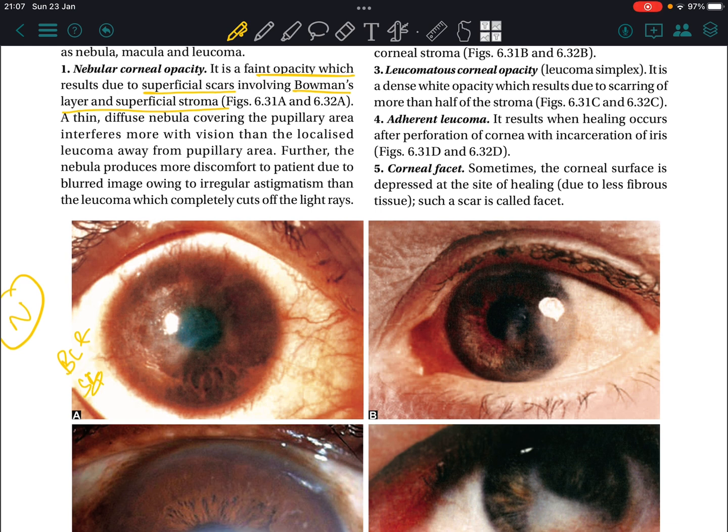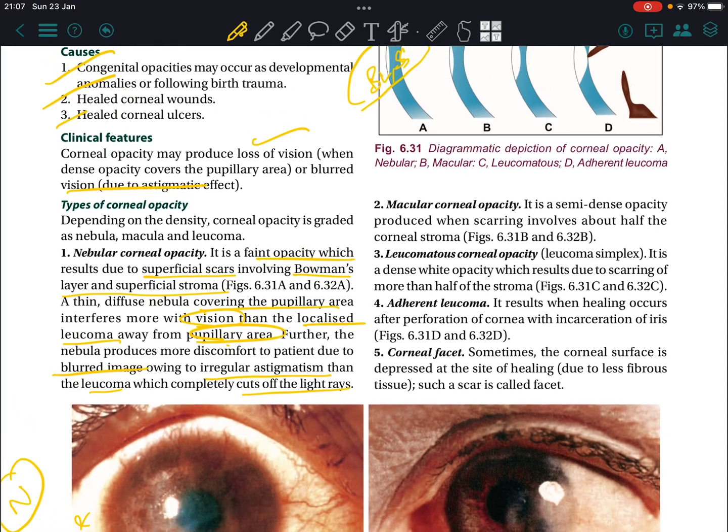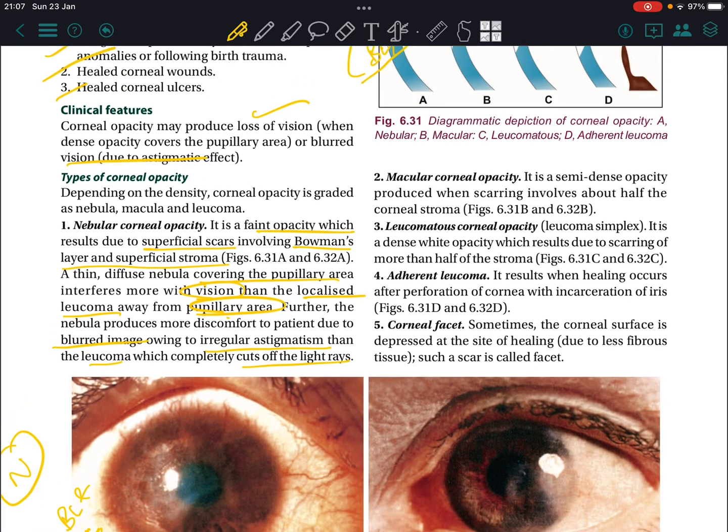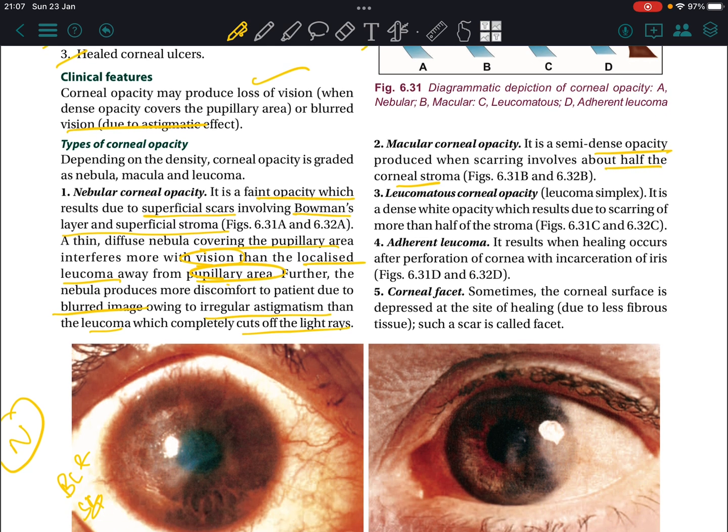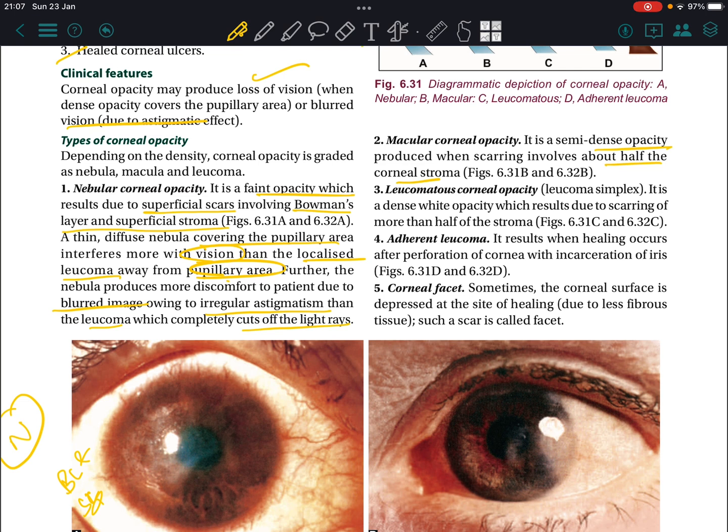A thin diffuse nebula covering the pupillary area interferes more with vision than a localized leukoma away from the pupillary area. Further, nebula produces more discomfort to the patient due to blurred image owing to irregular astigmatism than leukoma, which completely cuts off the light rays. Macular corneal opacity is a semi-dense opacity produced when scarring involves about half of the corneal stroma. Leukomatous corneal opacity is dense white, which results from scarring of more than half of the stroma.